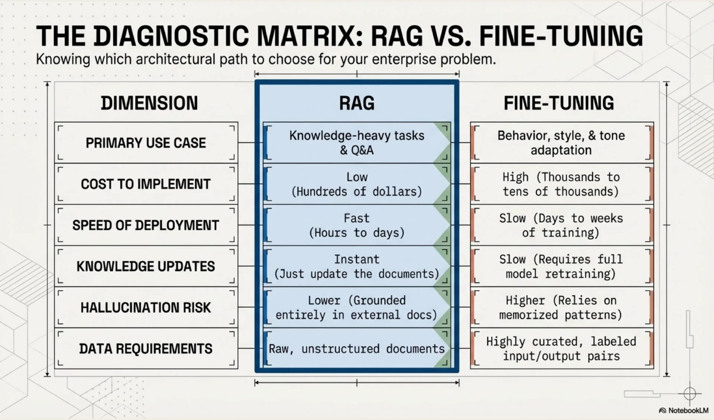Hallucination risk. RAG produces lower hallucination risk because the model is explicitly grounded in external documents you provide. Fine-tuning relies on memorized patterns, which can drift. Data requirements. RAG works with raw, unstructured documents, PDFs, Word files, anything you have. Fine-tuning requires highly curated, labeled input-output pairs, far more preparation overhead.